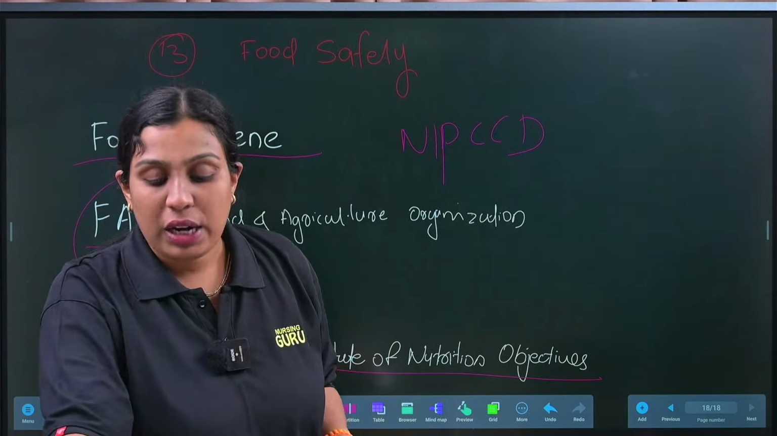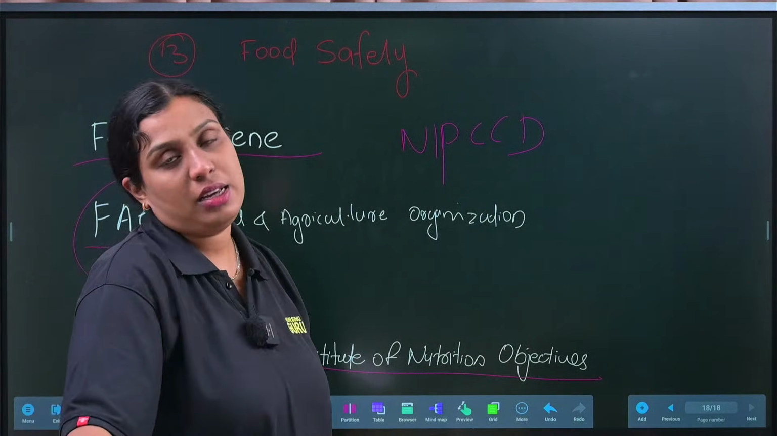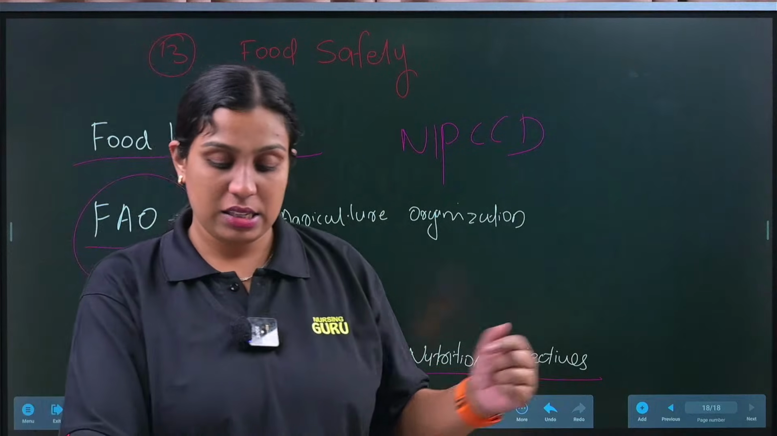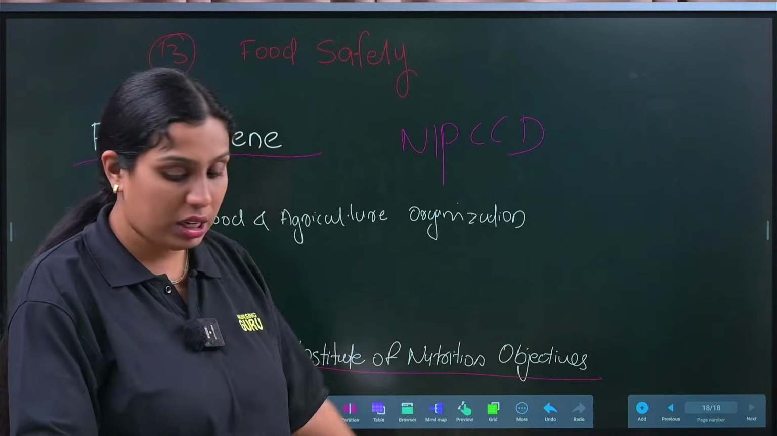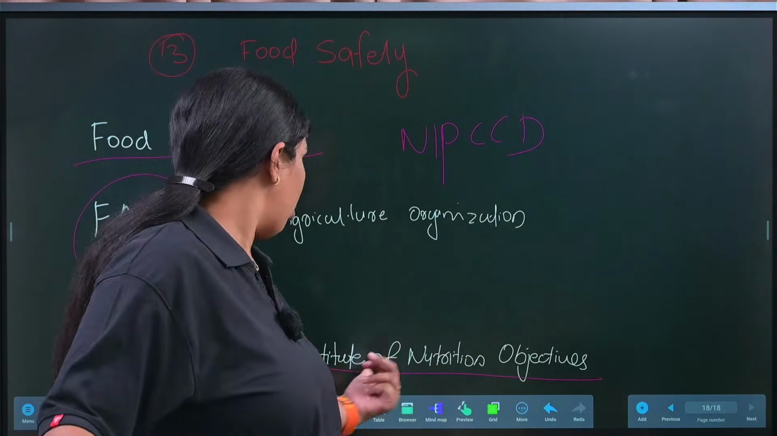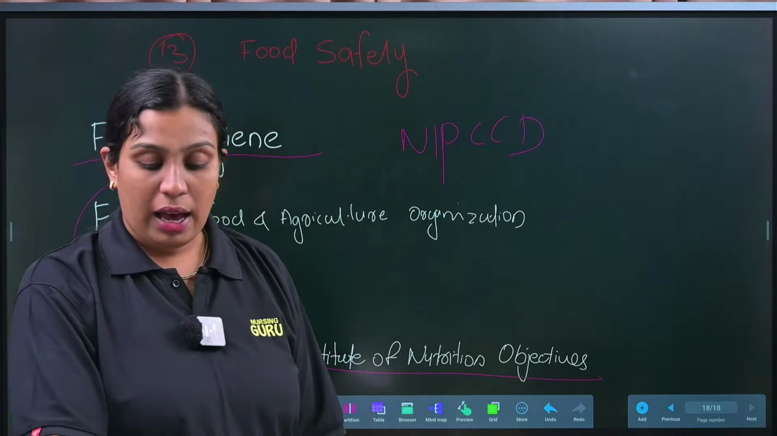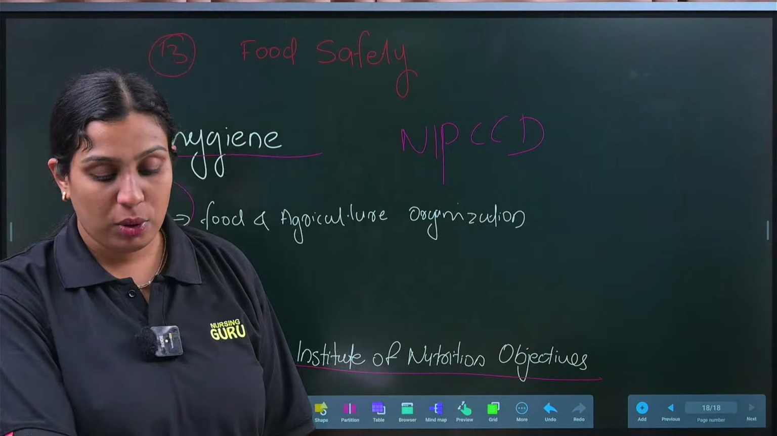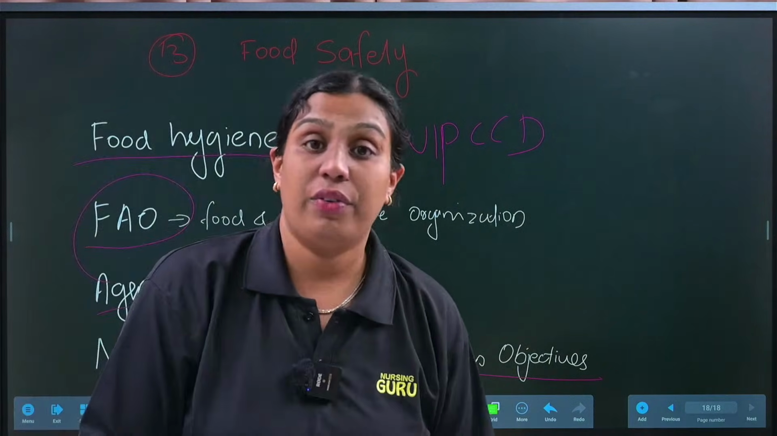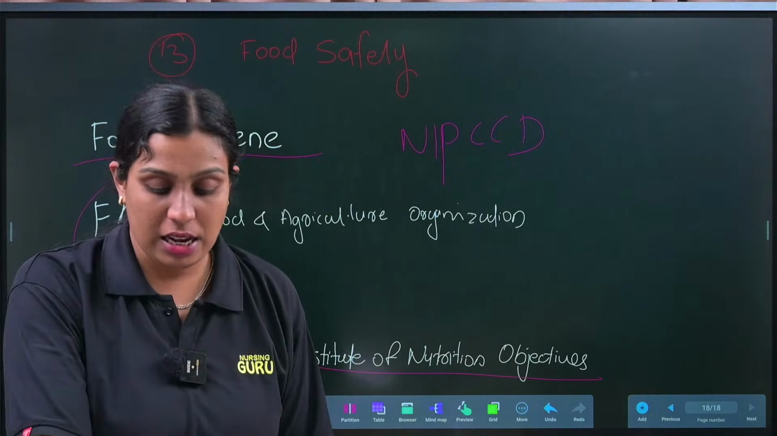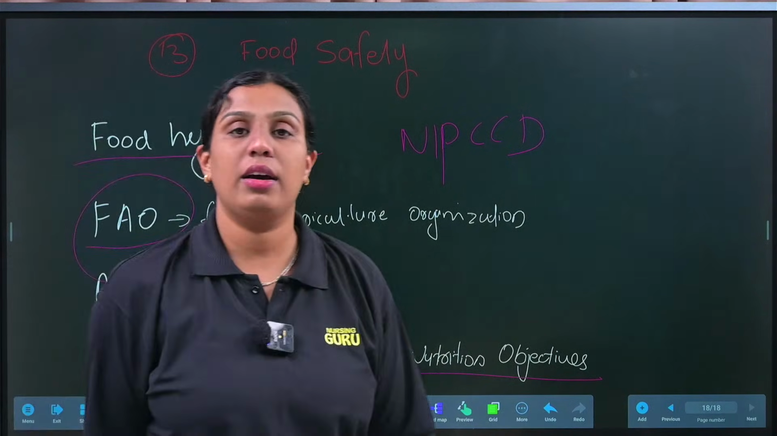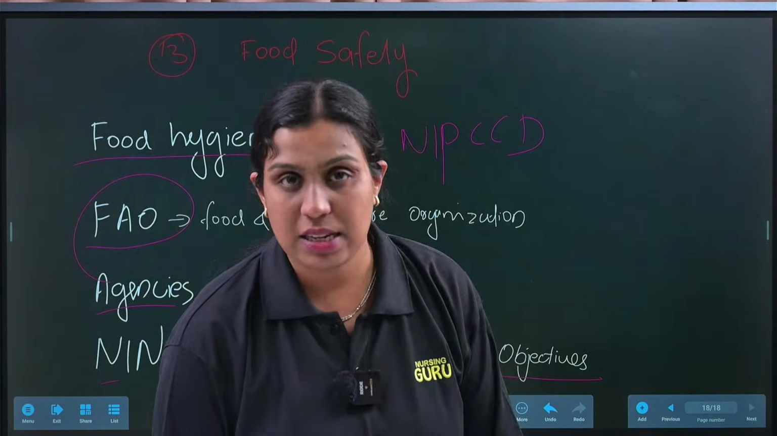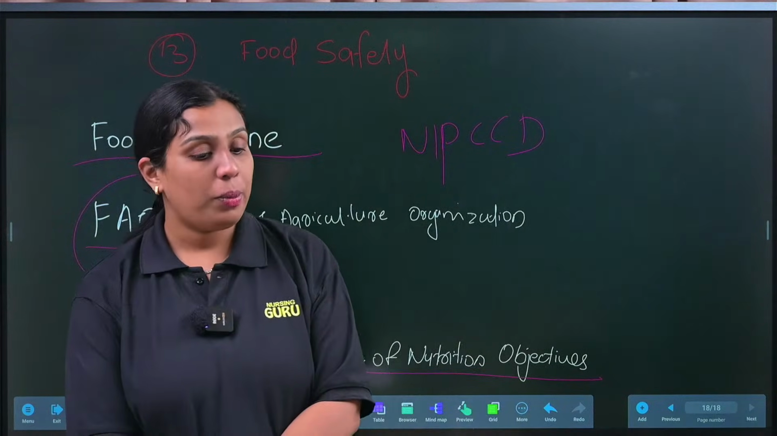Cooperative for Assistance and Relief Everywhere, that is also one of the agencies. Another agency is the National Institute of Nutrition, NIN, and another is NNMB, National Nutrition Monitoring Bureau, Farmer Field School, FFS, and IAAH, International Alliance Against Hunger. These are the different agencies about food and nutrition. I hope it is clear.